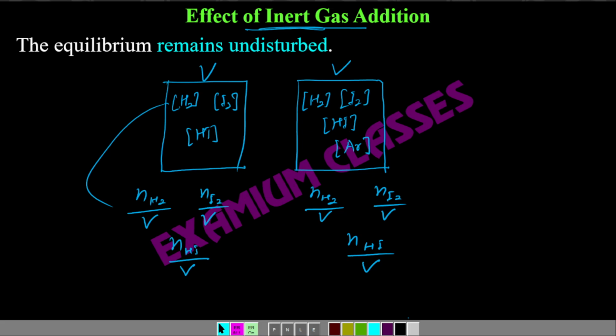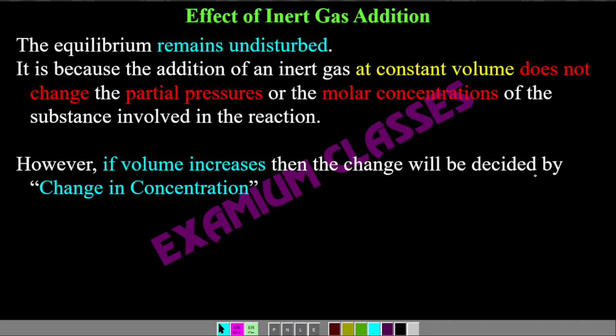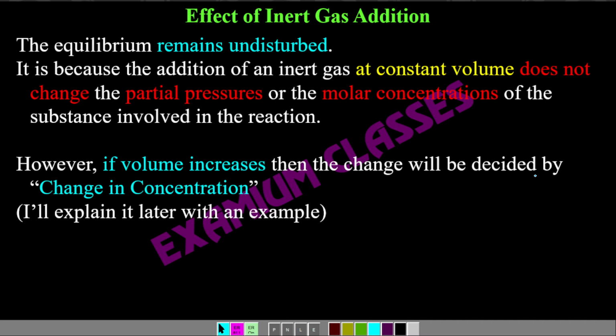So if nothing has changed, the value of Qc, which will be HI whole square divided by H2 I2, just for example here, will be equal to Kc. Concentrations are the same, so the reaction will remain at equilibrium. The reaction does not change. However, if volume increases, then obviously the change will be decided by the change in concentration, which I will explain with an example later on. Otherwise, if it is simply asked, what is the effect of inert gas addition? You will say, no change. Equilibrium does not get disturbed.